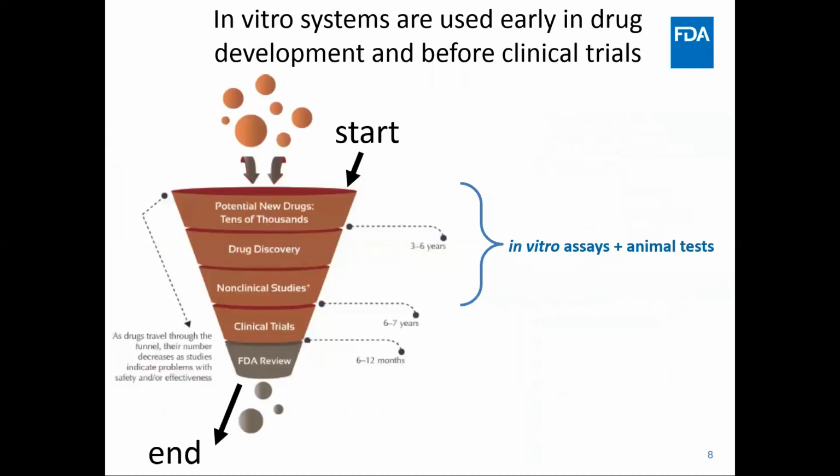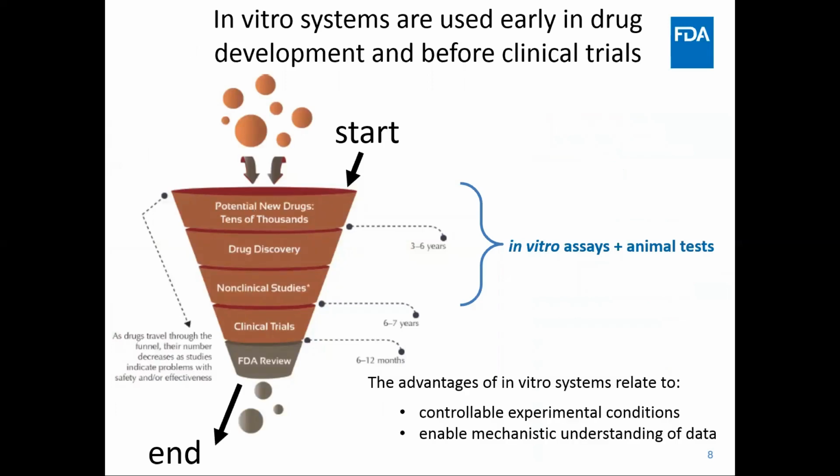So overall, in vitro systems are used early in drug development before clinical trials, and they have advantages relative to in vivo systems, mainly because they have the capacity to be more controllable for experimental conditions, and they can enable mechanistic understanding of data that may be difficult to perform at a similar level with animal tests or in clinical trials.